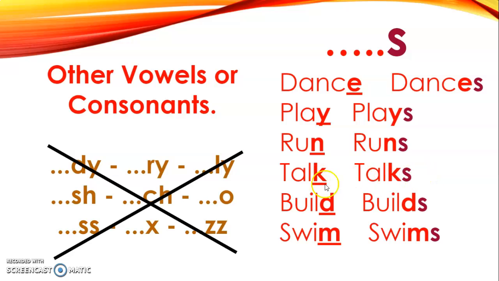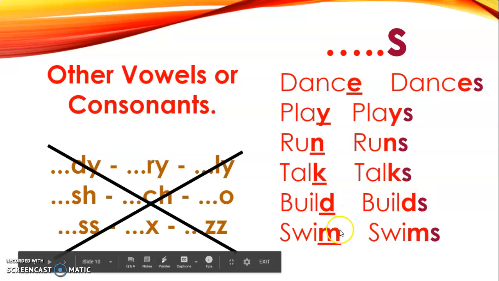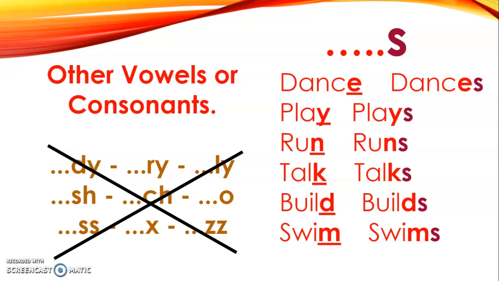Talk, talks. Termina en K, le agregamos S. Build, builds. Termina en D, le agregamos S. Swim, swims. Termina en M, le agregamos S. You have to take into account that this list is very long. Debes tener en cuenta que esta lista es muy larga, ¿no? Hay muchas más vocales y muchas más consonantes.